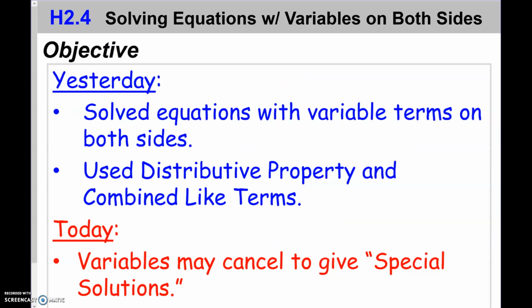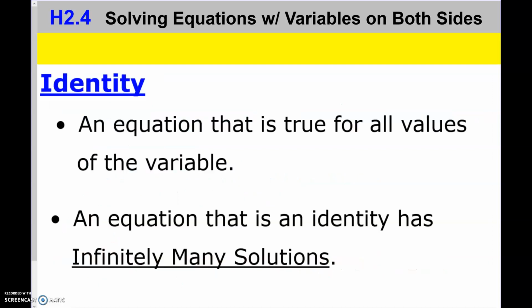So yesterday we solved equations with variable terms on both sides, and we maybe used the distributive property and like terms. So we had variables on both sides of the equal sign. Today, we're going to have some special situations or solutions that may show up. So I will explain as we get going here. First of all, there's 2 things that we need to talk about, and one is called the identity, an equation that is true for all values.